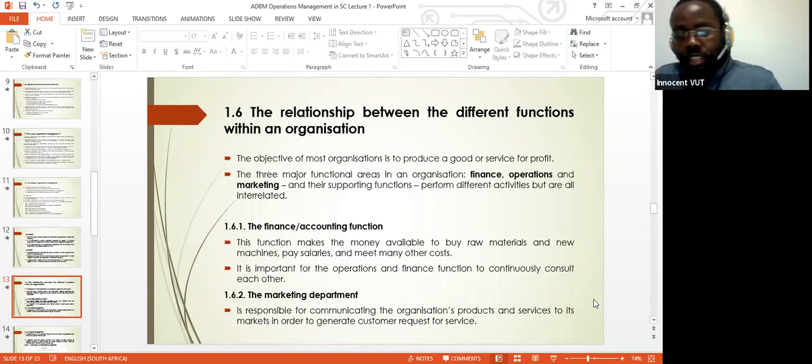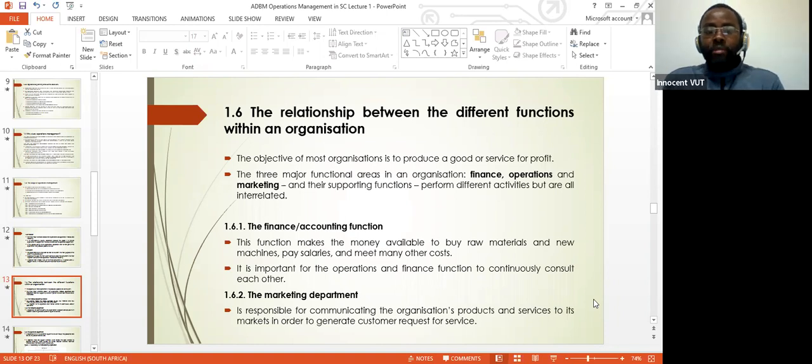Right, let's look at the finance function, or we can call it the accounting function. This function makes the money available to buy raw materials and new machines, pay salaries, and meet other costs. We said operations management, the operations function, has the raw materials that it uses. So the money that is used to buy those raw materials comes from the finance function. So the operations management function also relies on the finance function.